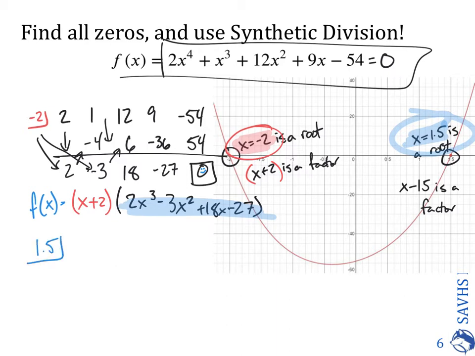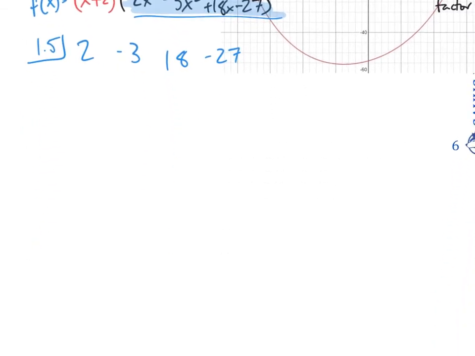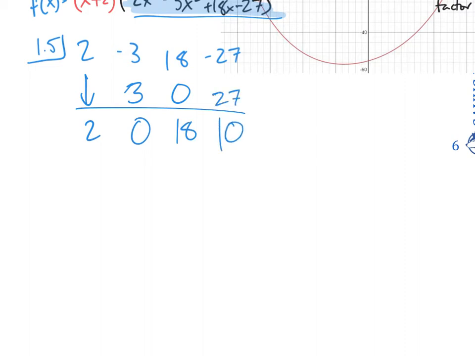And I'm going to just use the coefficients here. So 2, negative 3, 18, negative 27. And what do I get? Okay. Add down 2. Multiply across 3. Add down 0. Multiply across 0. Add down 18. Multiply across 27. Add down 0. This makes me happy.